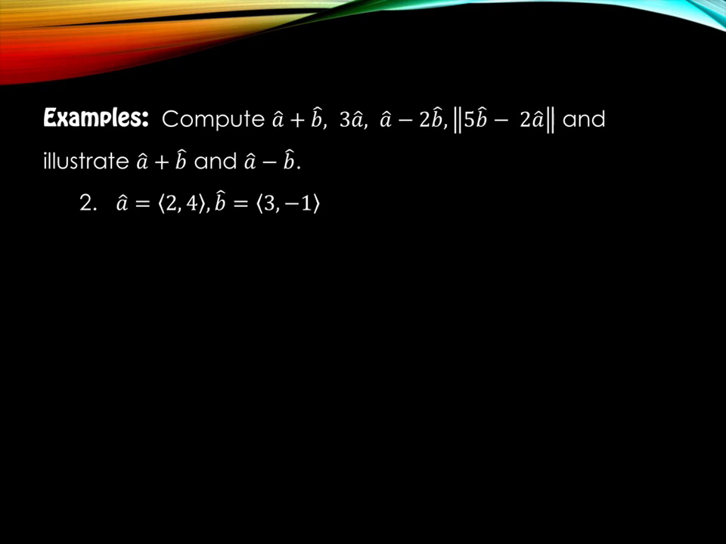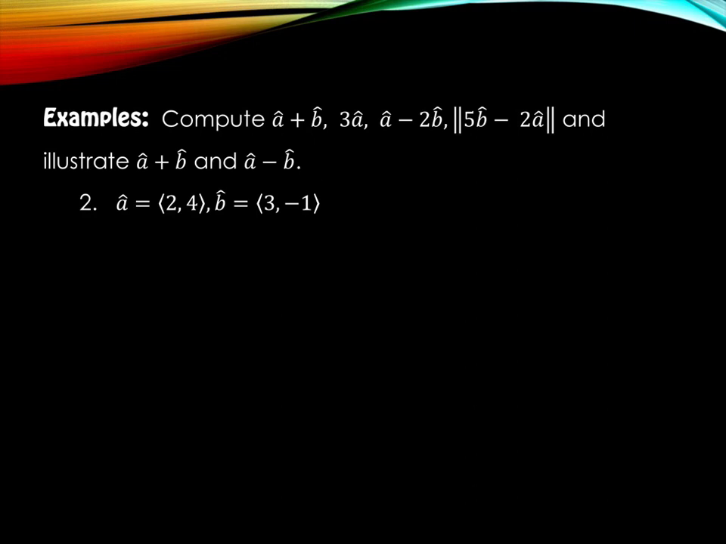Okay, so as you're taking a look at these, there are a lot of parts to this, but again, it's all arithmetic, okay? So it says we're going to compute A hat plus B hat. And we have 2 vectors given below. Vector A is 2, 4, and vector B is 3, negative 1. So what do you suppose we're going to do if we have to do A hat plus B hat? Don't overthink it. What's it going to do?